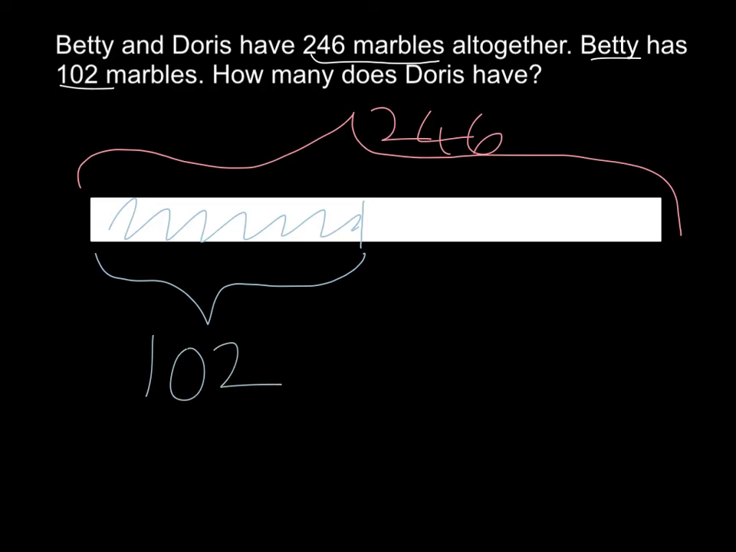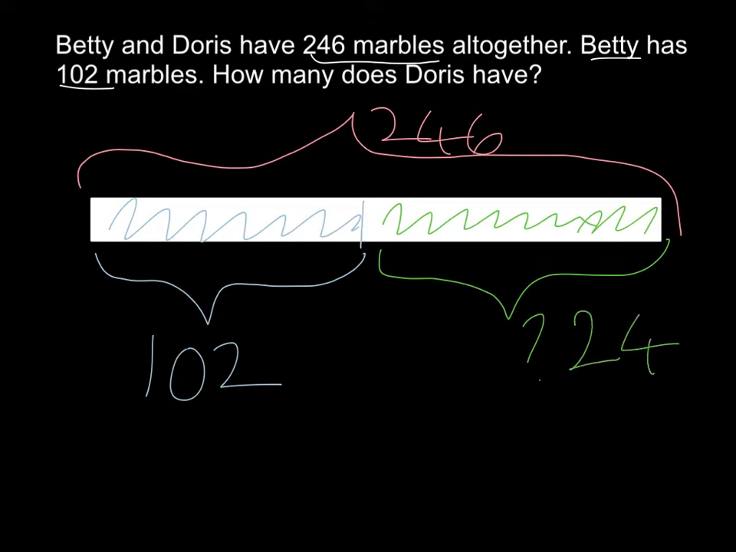So now I need to look at this again. So I know that there are 246 marbles altogether. I know that Betty has got this proportion in blue, and so this should make it easier for me to see that what I need to do in order to answer the question, this portion here in green must represent what Doris has. So, what calculation do I need to do in order to work out this difference? Well, I've done lots and lots of practice. I know that when we're finding the difference, I need to subtract.